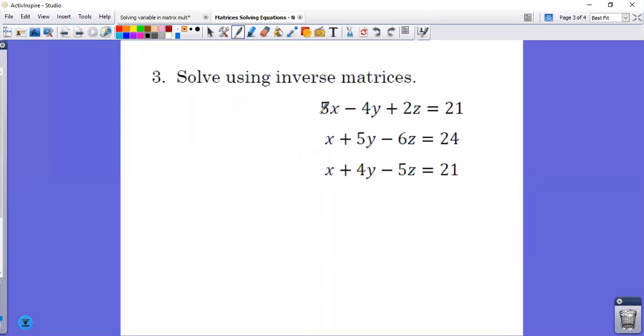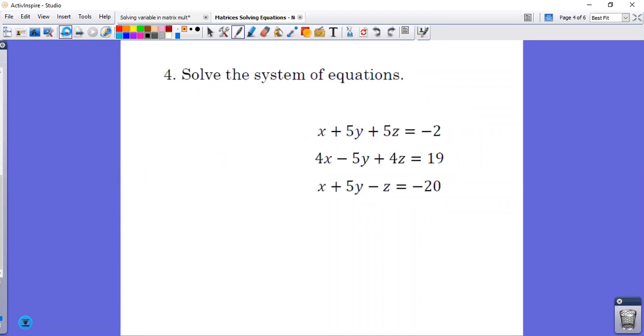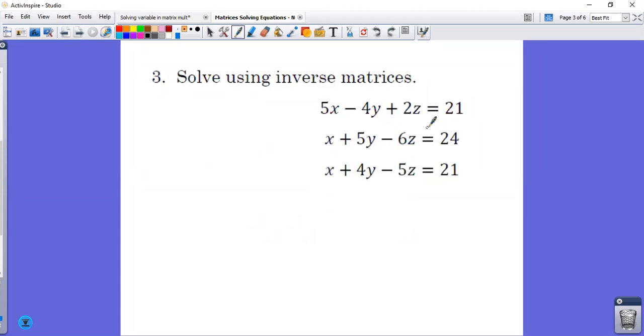So I have more examples. I'll do one. Well, let me see what the other ones are. See if one's better than the others. Okay, we'll just do this one, and I think you'll get the idea.